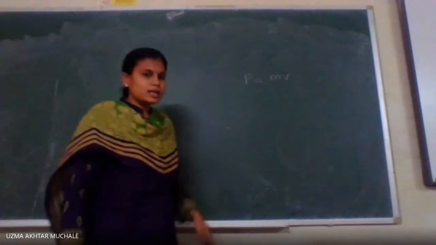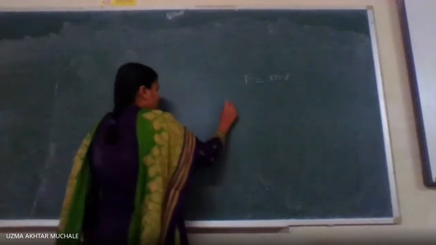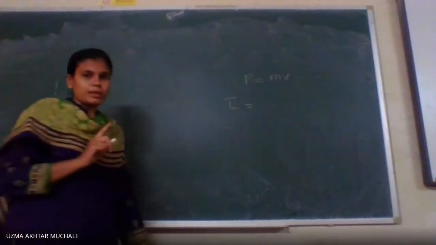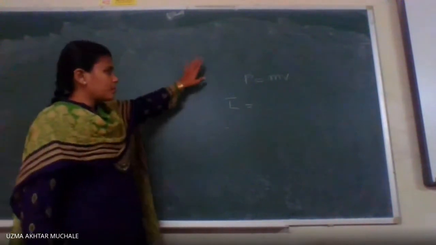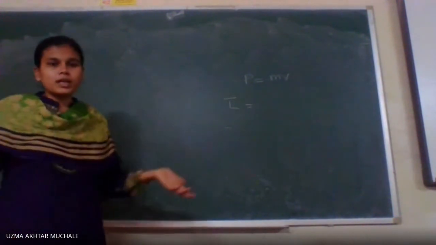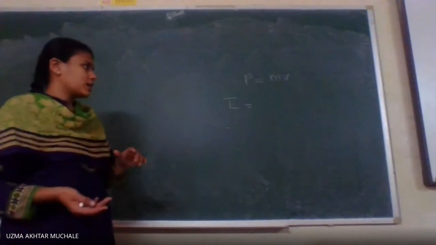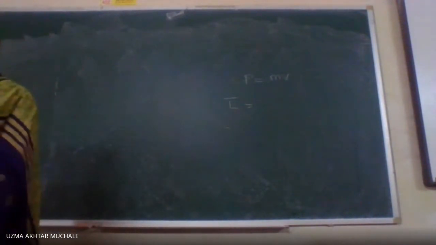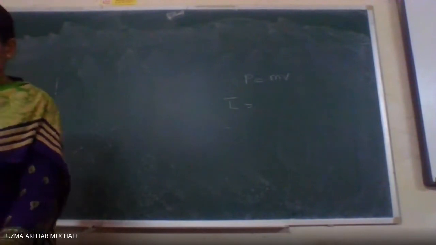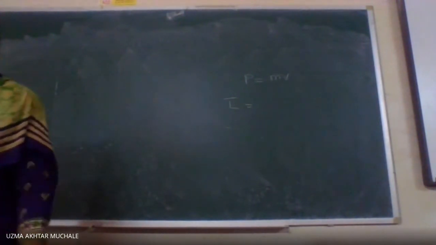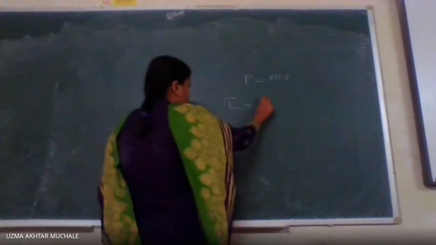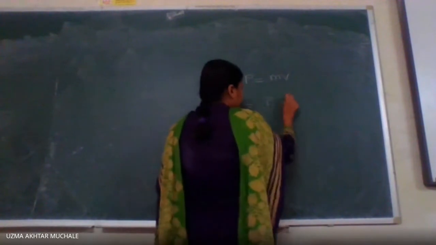Okay. The next thing we have studied is angular momentum. This is linear momentum and this is angular momentum. This is linear momentum. Why? Because we are not going to take into consideration the vector part. So what is linear momentum? P is equal to m into v. Okay. So what is angular momentum? L is equal to r bar cross p bar.